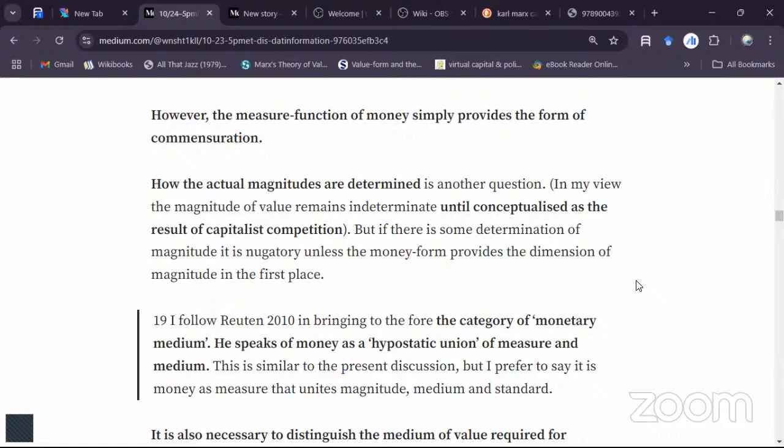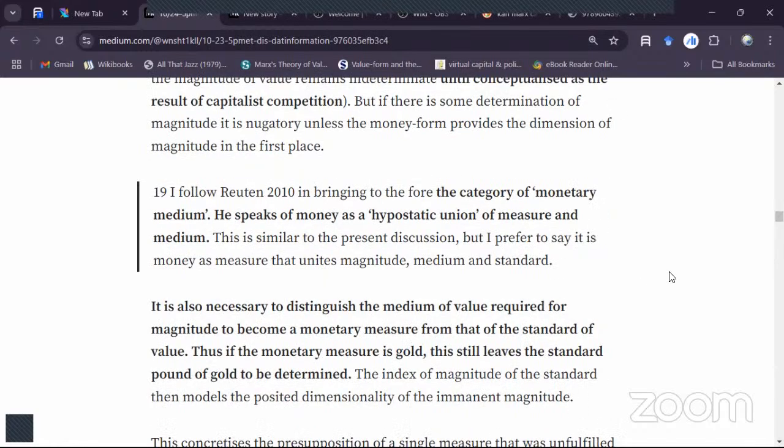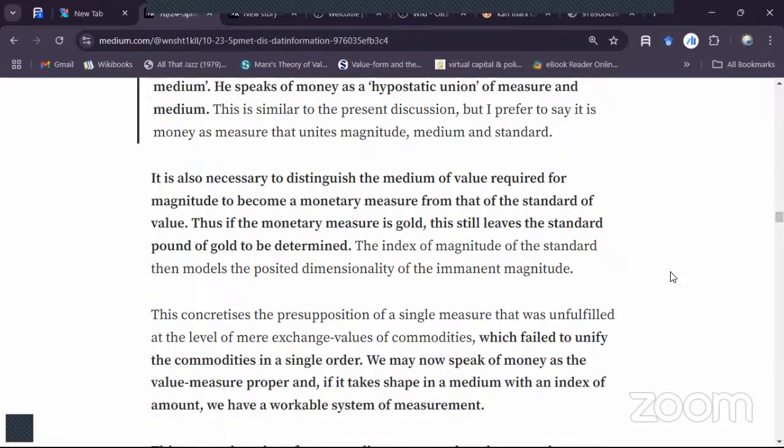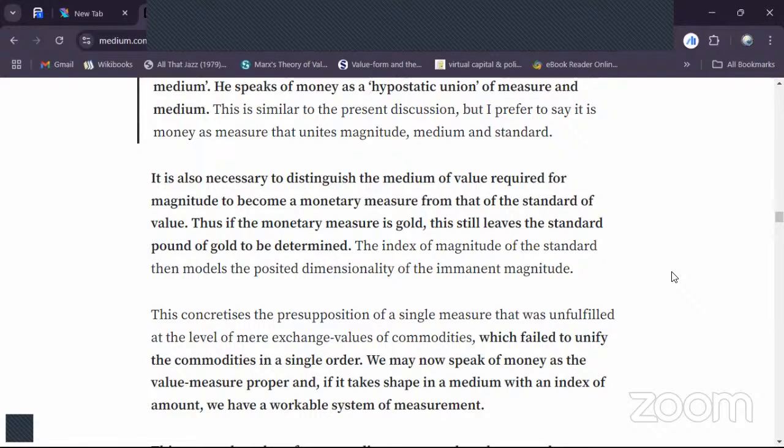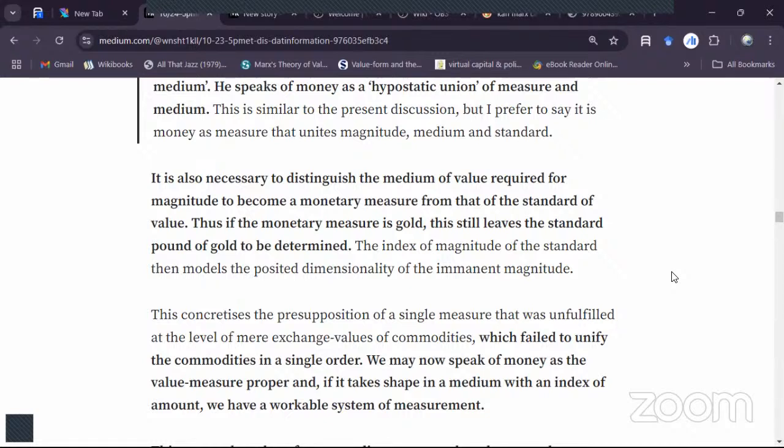That's the fundamental thing that is embodied in a lot of presumptions about policy. But if there is some determination of magnitude, it is negatory, negative, unless the money form provides the dimension of magnitude in the first place. It is also necessary to distinguish the medium of value required for magnitude to become a monetary measure from that of standard of value. Thus, if the monetary measure is gold, this still leaves the standard pound of gold to be determined. So it's still unclear. The index of magnitude of the standard then models the positive dimensionality of the immanent magnitudes. You have a reversal there.